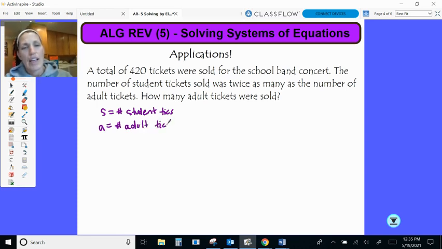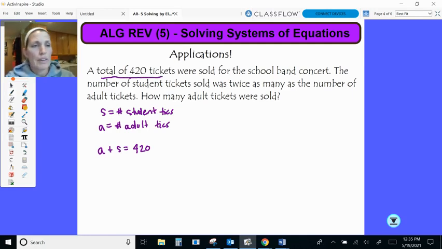Okay. And then I can start writing some equations. Total tickets sold were 420. So first of all, I can go A plus S equals 420. So the number of adult tickets plus my student tickets is 420. Okay. So that's right here, total of 420.